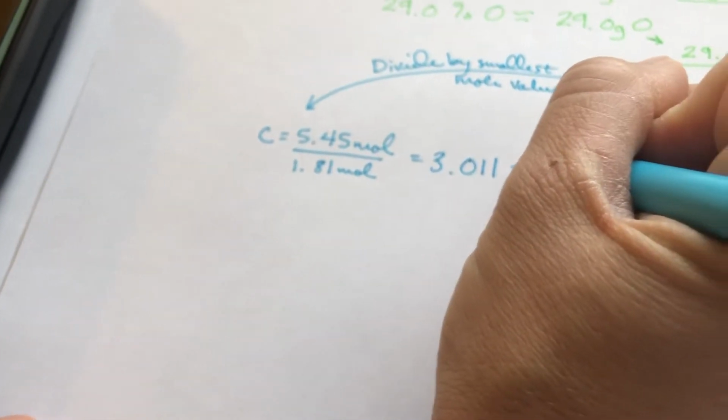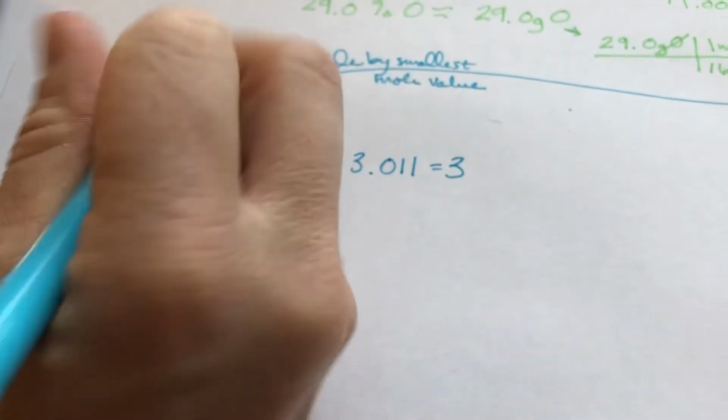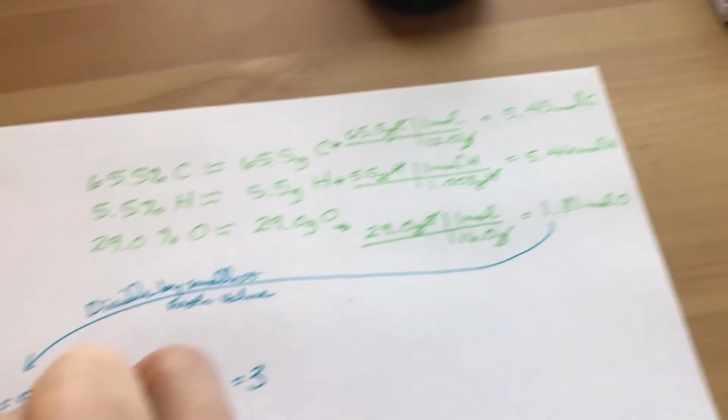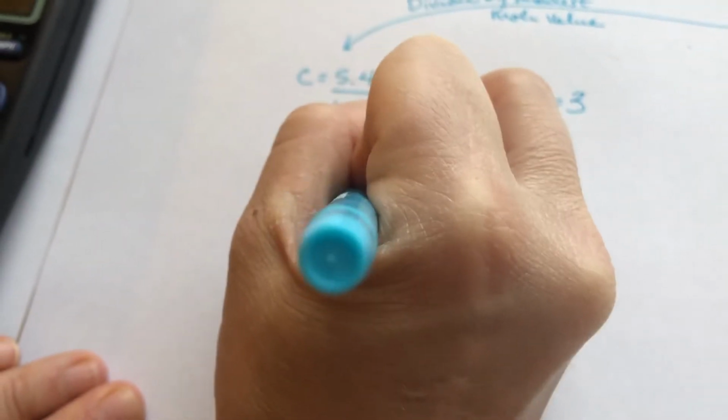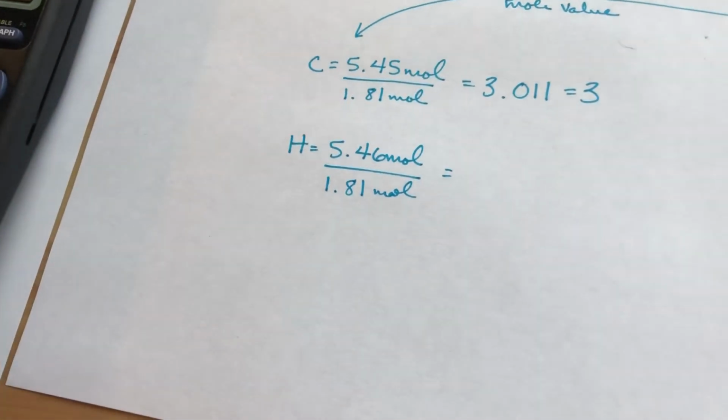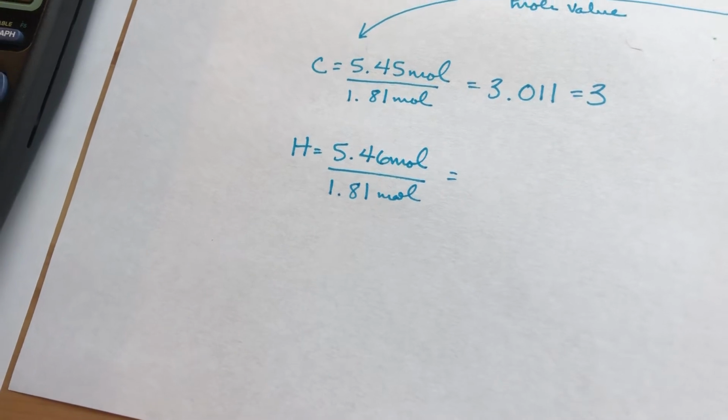We're gonna say, or sorry, 0, that's 3, okay? All right, hydrogen, we had that molar value of 5.46. I predict that this is gonna be very close to what carbon was, and you're gonna take that divided by 1.81. And we're gonna get the same answer pretty much.